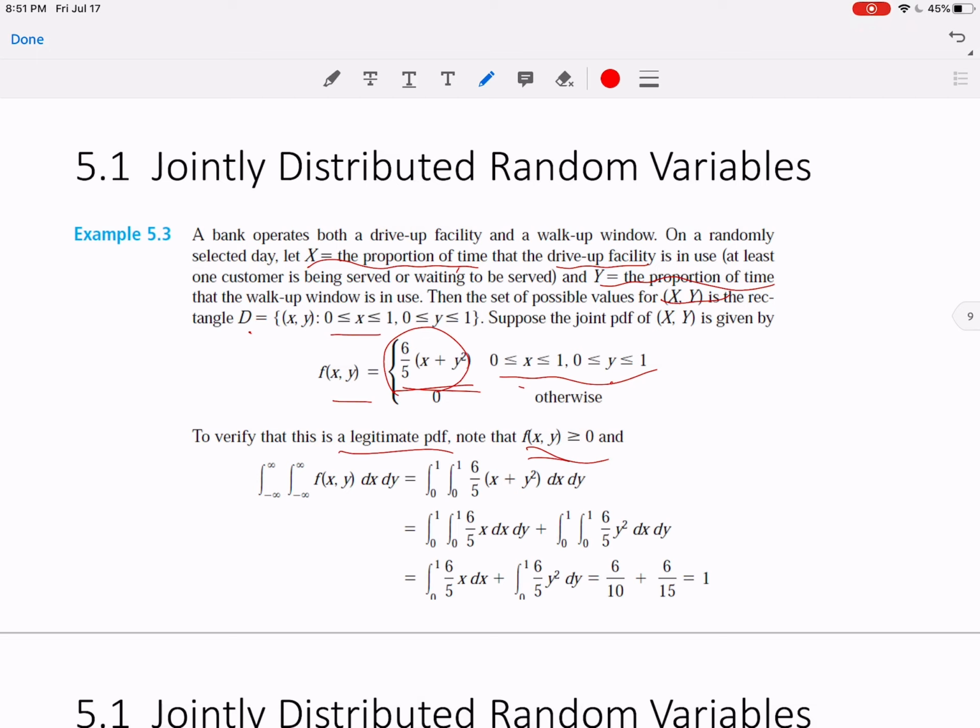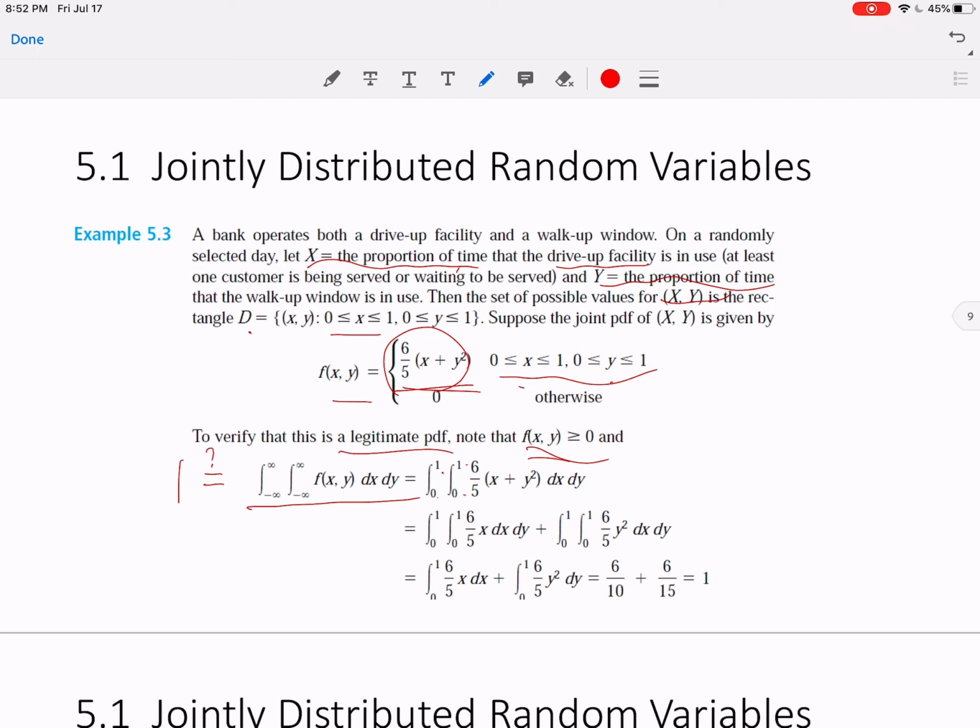And then we need to check that the sum of all probabilities is equal to 1, which means the double integration from negative infinity to positive infinity of f(x, y) dx dy is going to be equal to 1. So we need to check if this is equal to 1 or not. In this specific case, since both x and y are between 0 and 1, the limits are 0 to 1 here, 0 to 1 here, of 6/5 (x plus y squared) dx dy.